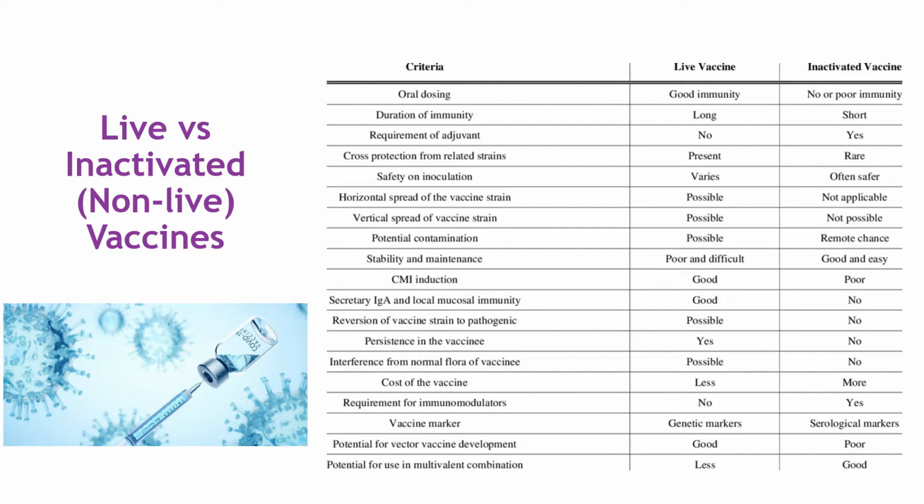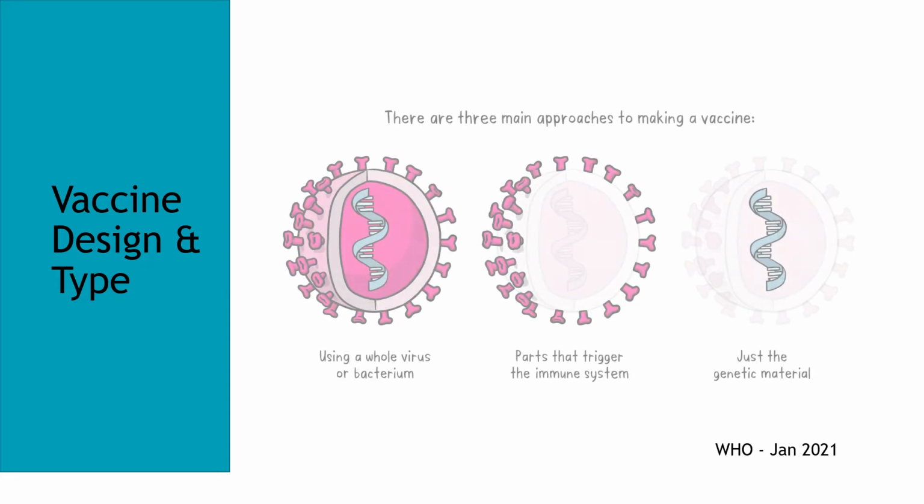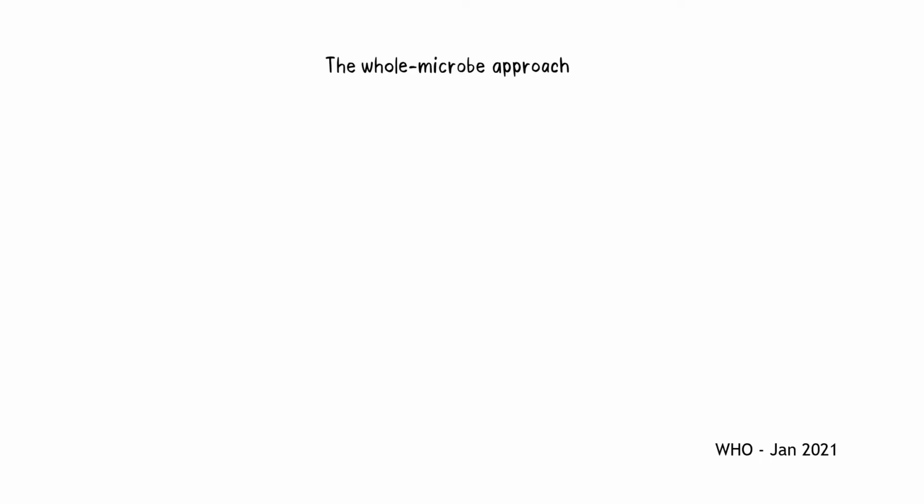Therefore, inactivated vaccines are safer, even though the immune protection it confers might be shorter and not as long-lasting. There are 3 main approaches to designing a vaccine. Their differences lie in whether they use a whole virus or bacterium, just the parts of the organism that trigger the immune system, or just the genetic material that provides the instructions for making specific proteins, and not the whole virus. Let us review the whole microbe approach.